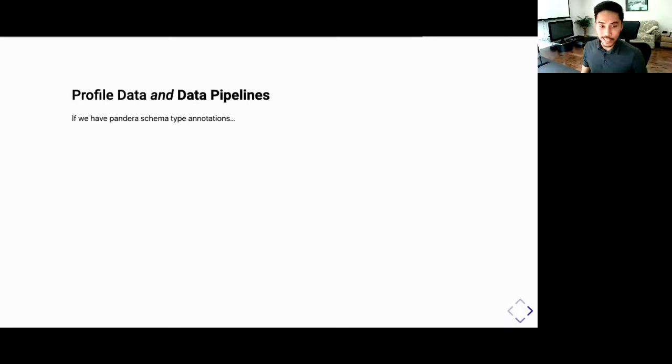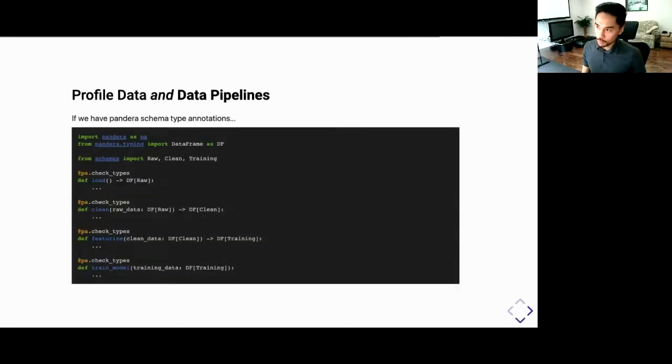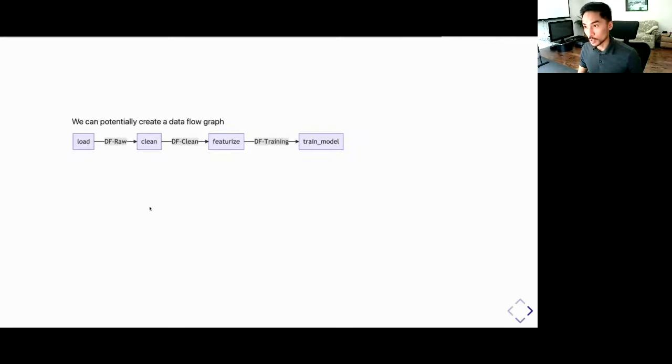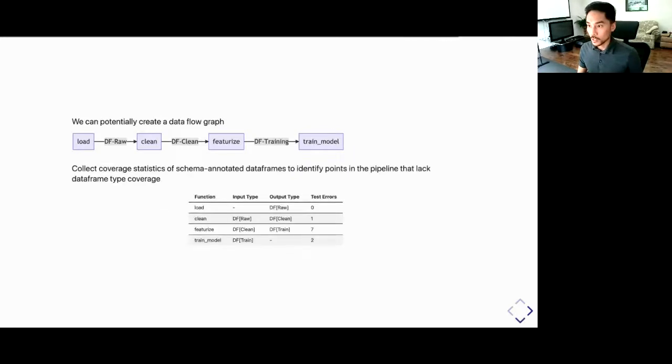In terms of profiling data pipelines, if we have Pandera schema annotations, type annotations like this, theoretically you could create a data flow graph. And then you can collect coverage statistics of schema-annotated data frames, maybe at test time, and it could give you a report of your data test coverage for at least your data frames. It could point things out like how many test errors were produced when running the unit tests. This is at the early design phase, so a lot of this may not actually pan out.